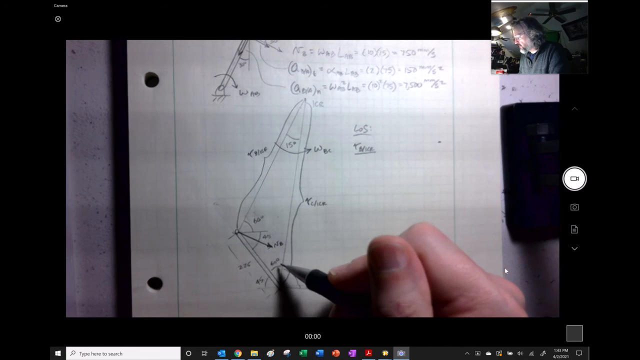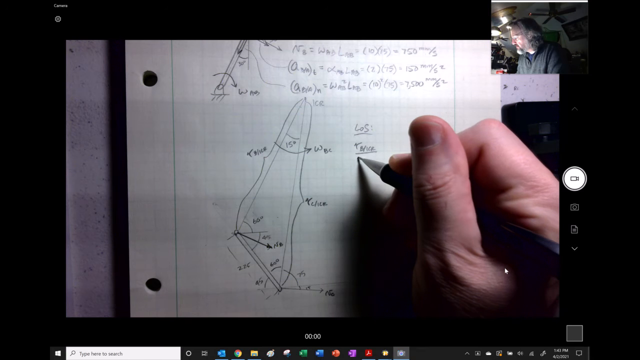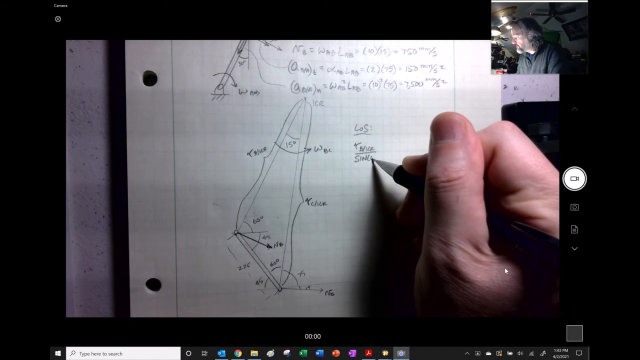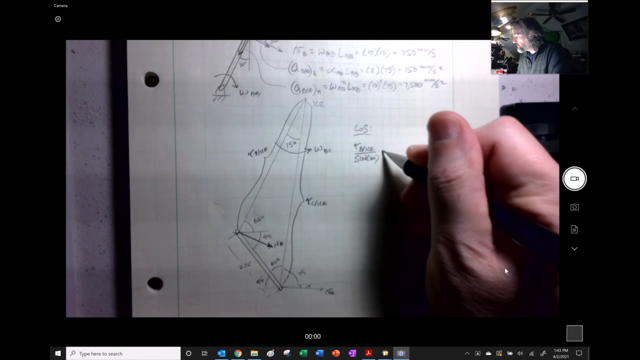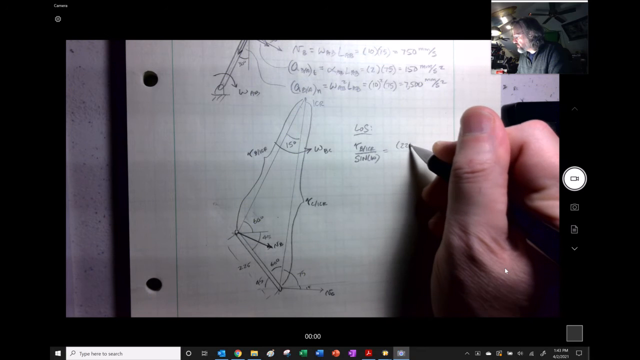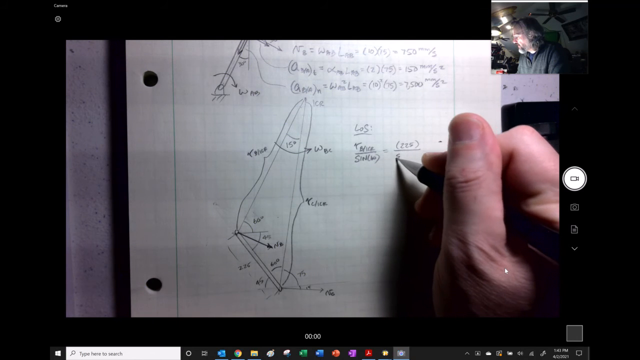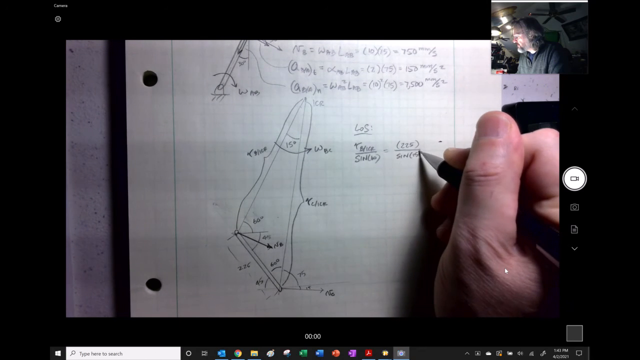So I could take the law of sines and say that my RB with respect to ICR divided by the angle that's opposite from it, which is 60, it's going to be equal to my 225 divided by the sine of 15.